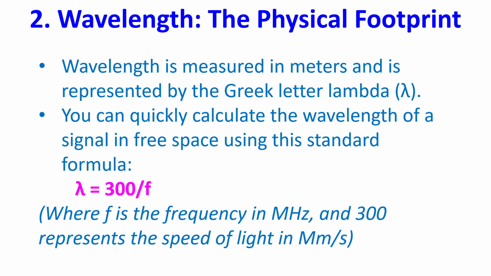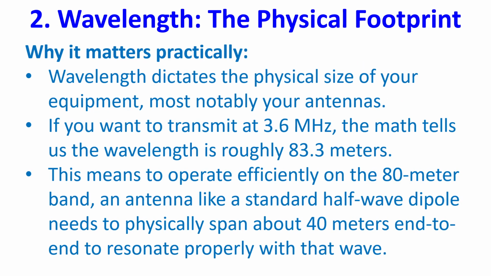You can quickly calculate the wavelength of a signal in free space using this standard formula. Lambda is equal to 300 divided by f, where f is the frequency in megahertz and 300 represents the speed of light in megameters per second. Wavelength dictates the physical size of your equipment, most notably your antennas.